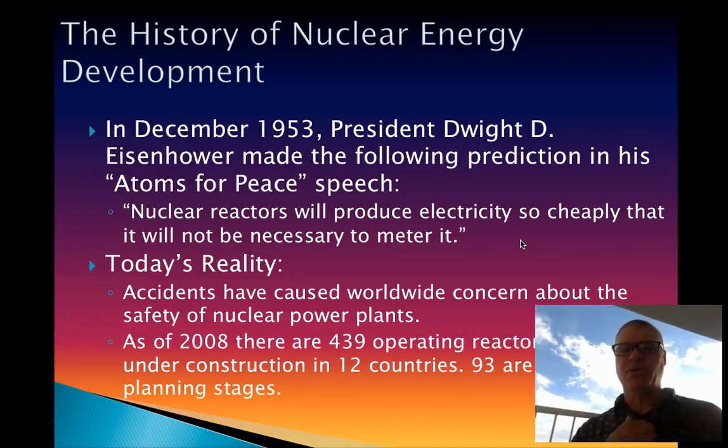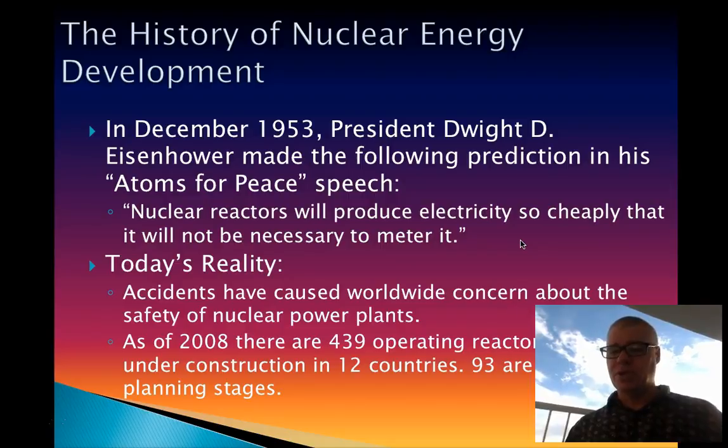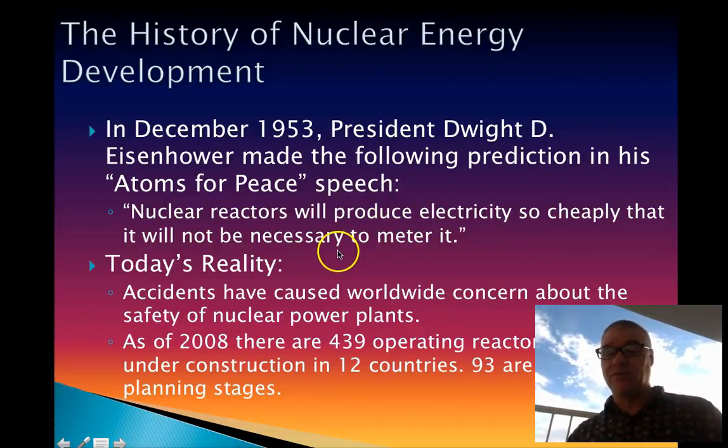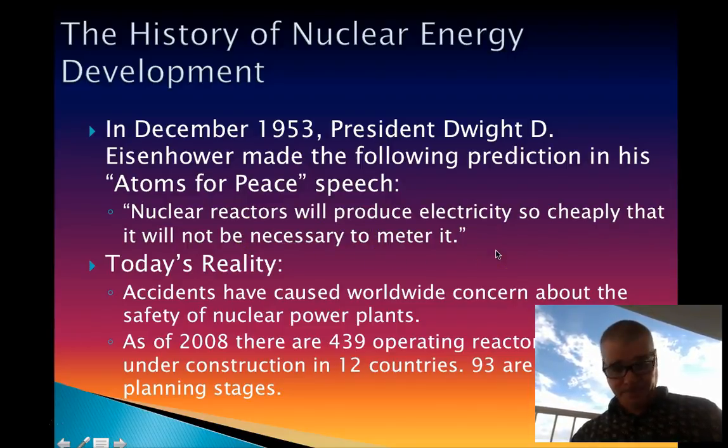Now, if you look at the history of nuclear energy development, first the U.S. made nuclear bombs, and then later was able to figure out how to control this a little better and make nuclear energy. And it was in 1953 that the first nuclear reactor was put online, and there was a lot of optimism. This is actually from Dwight Eisenhower, the president at the time, who said, "Nuclear reactors will produce electricity so cheaply that it will not be necessary to meter it." Well, that turned out not to be true.